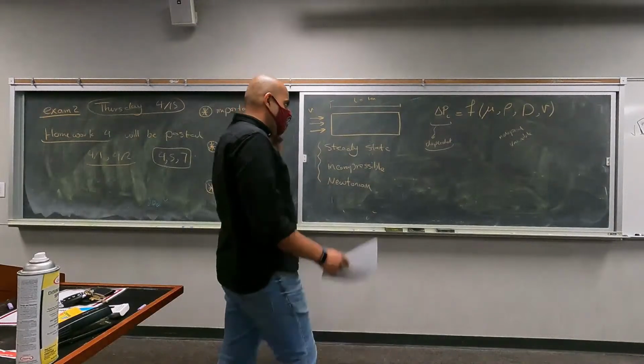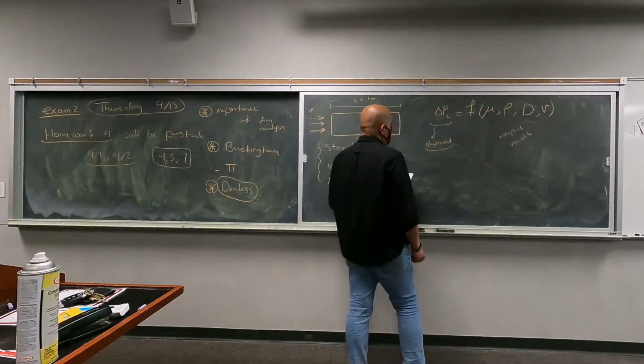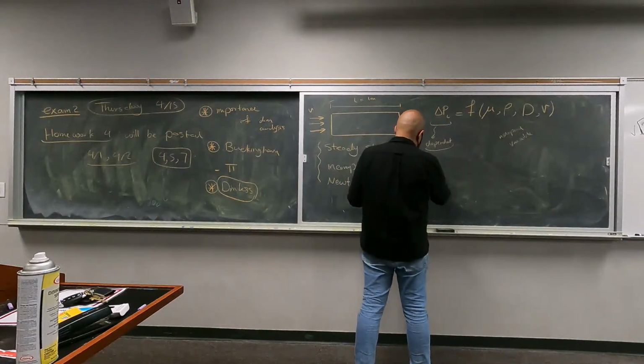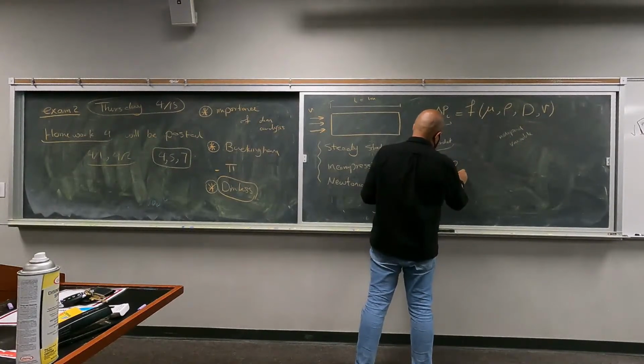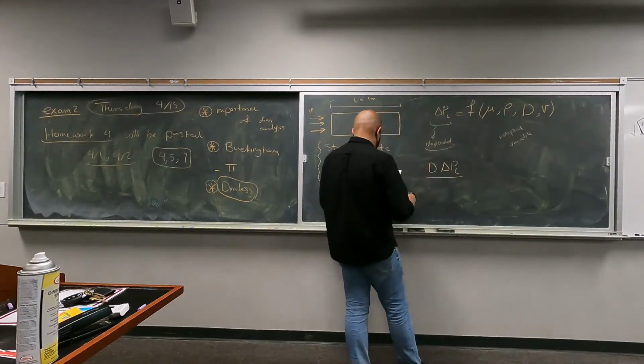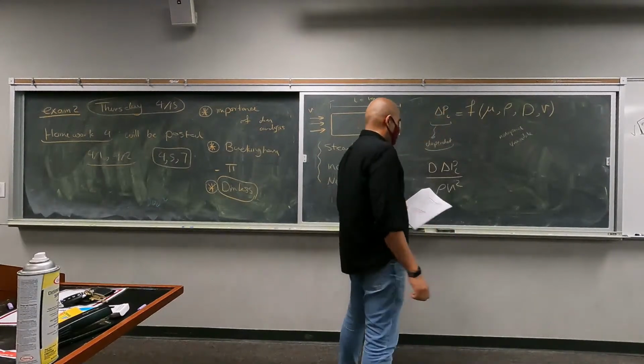So this is what we want to do. Let's move things around a little bit. What we can do is to define this new parameter, D multiplied by delta P over L, divided by rho V squared.